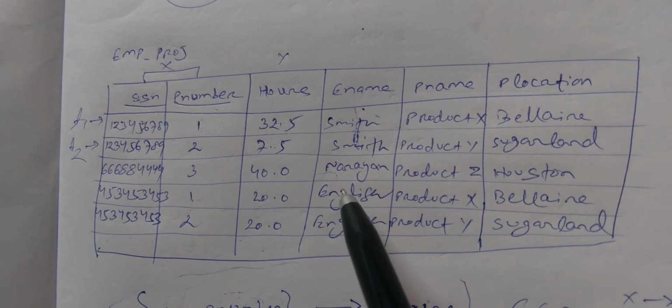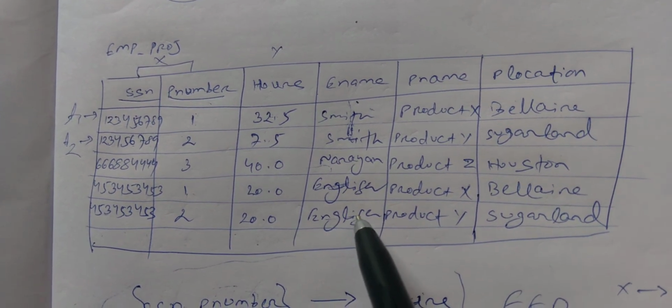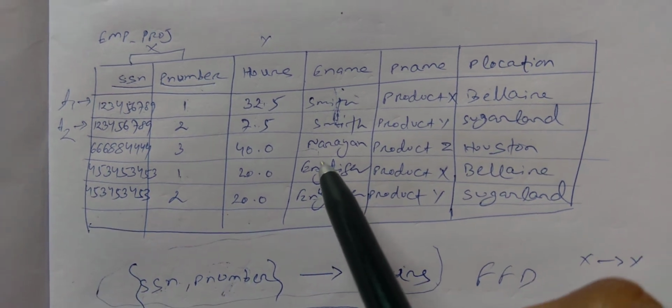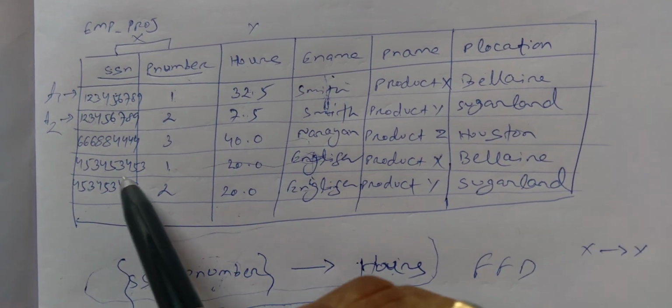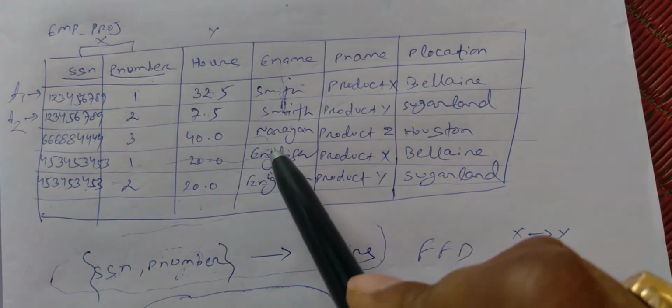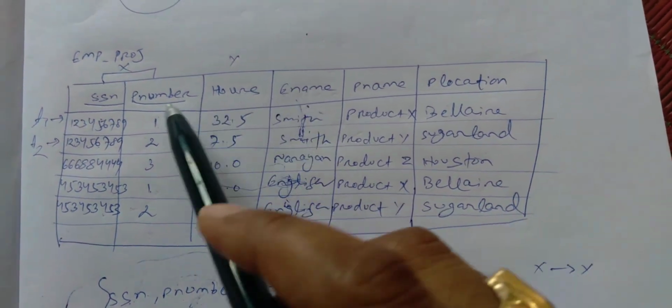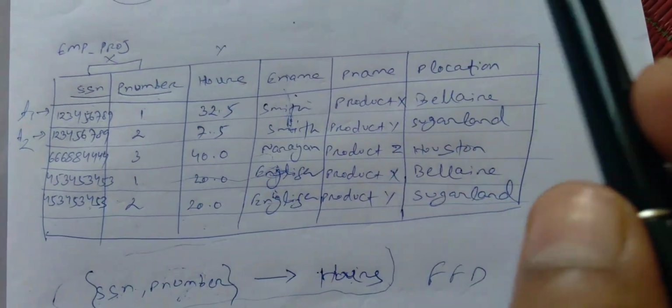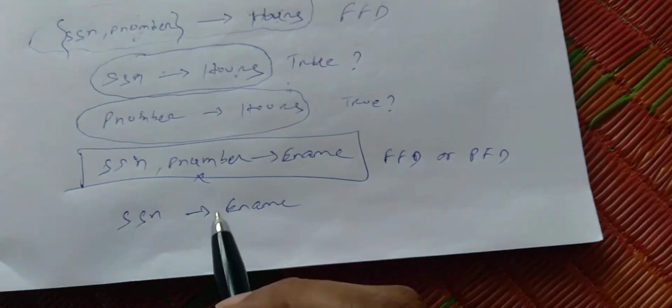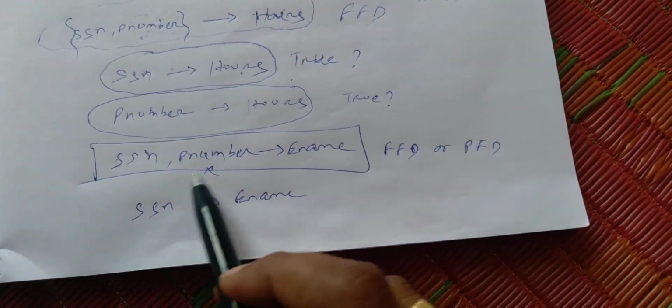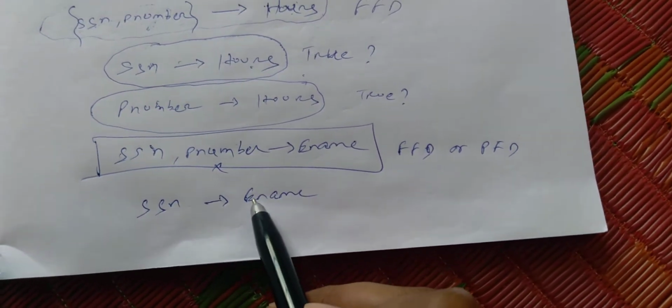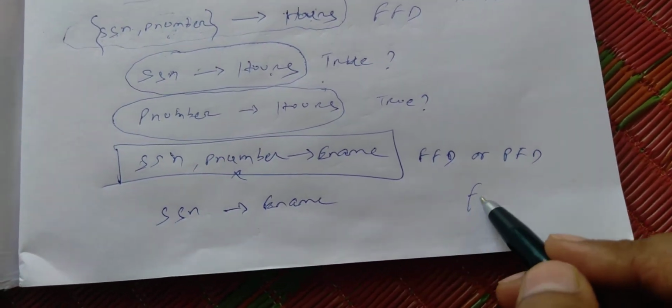Now T1y should be equal to T2y. Yes, these two are also same, so T1x equals T2x, T1y equals T2y. So functional dependency exists between SSN and ename. That means if you are removing P number from this combination, SSN alone can determine ename. So this is partial functional dependency.